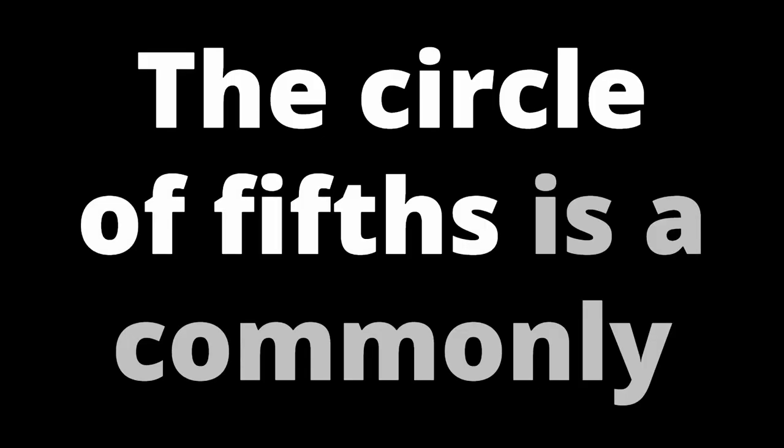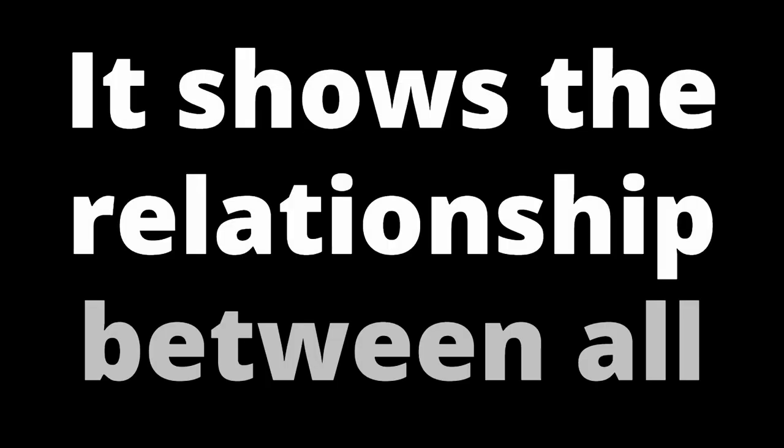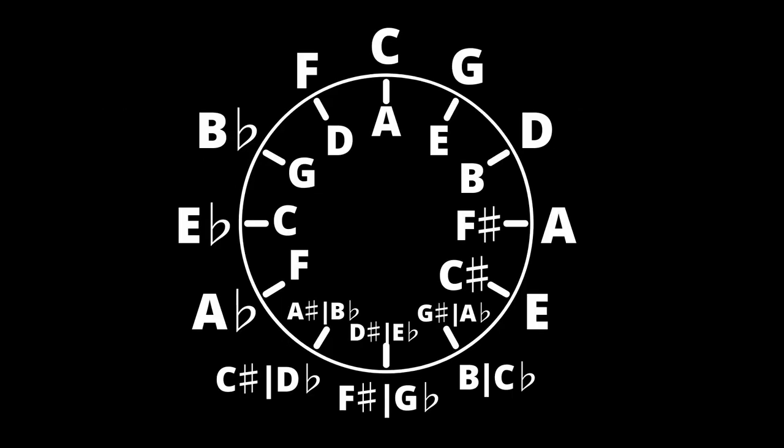We'll start by using the circle of fifths. The circle of fifths is a commonly used diagram in music theory. It shows the relationship between all of the notes in Western music and has a lot of applications. We have a video in the description if you'd like to learn more about it. You can see the circle actually has two circles. Think of the outer circle as the major keys and the inner circle as the minor keys.